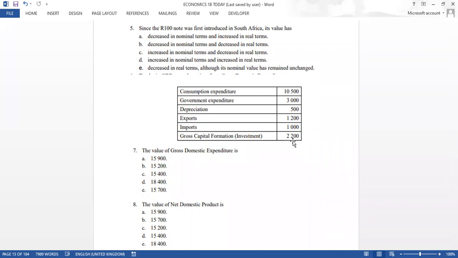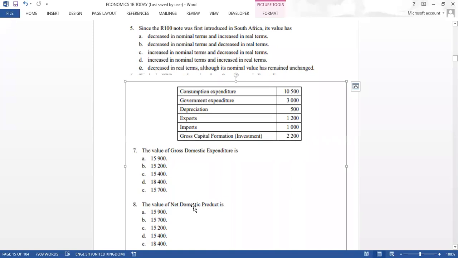So 10.5 plus 3,000 plus 2.2 would give you a figure of 13.5 plus 2.2, that's 15.7, which is option E. So if you add these three elements, you get 15.7. Then it says the value of net domestic product would be, so we understand that with net domestic product, we are supposed to deduct depreciation from gross domestic product.